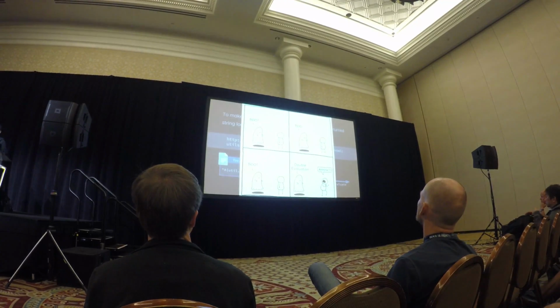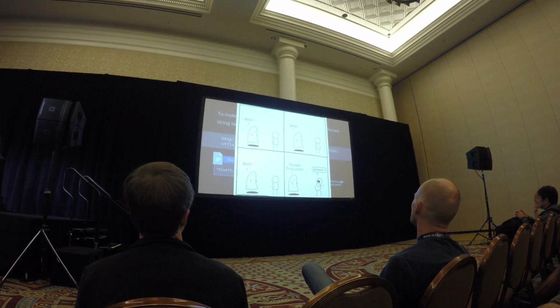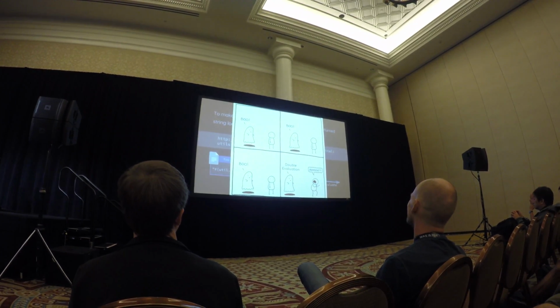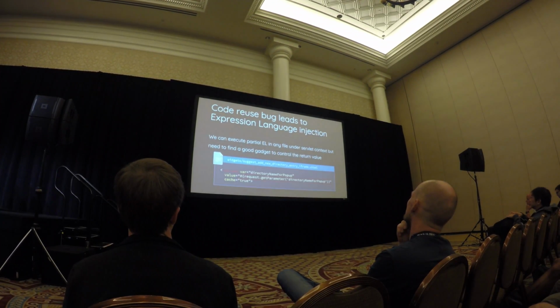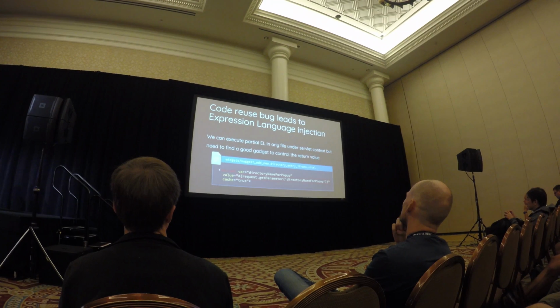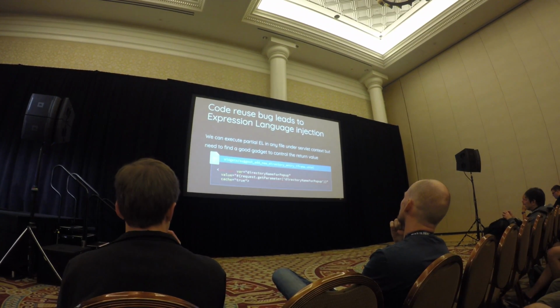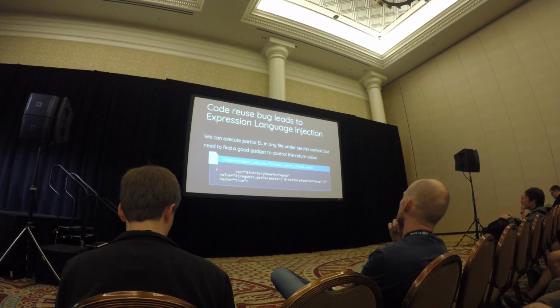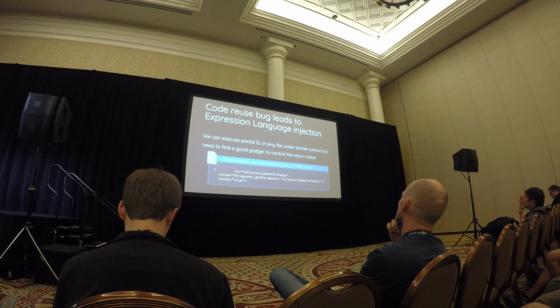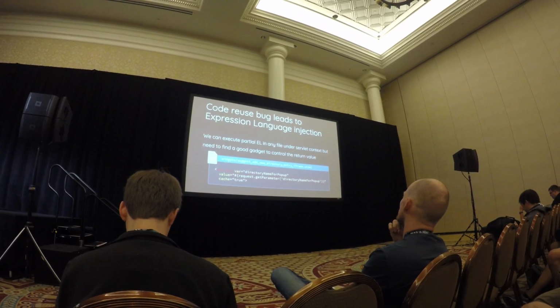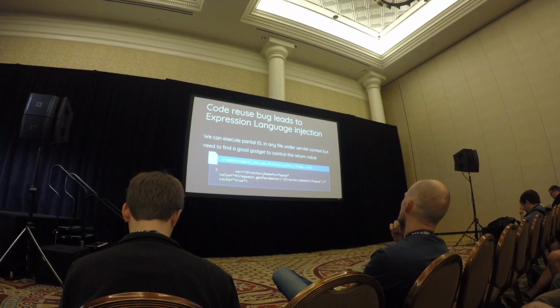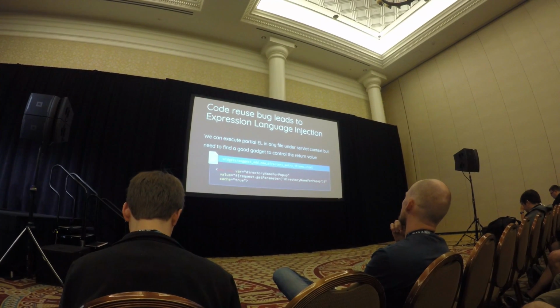But what the hell is double evaluation? Yeah, I don't really understand. With the crazy feature, if we can control the return value, we can execute arbitrary EL. So we need to find a good gadget. This is very similar to ROP, return-oriented programming in binary exploitation.